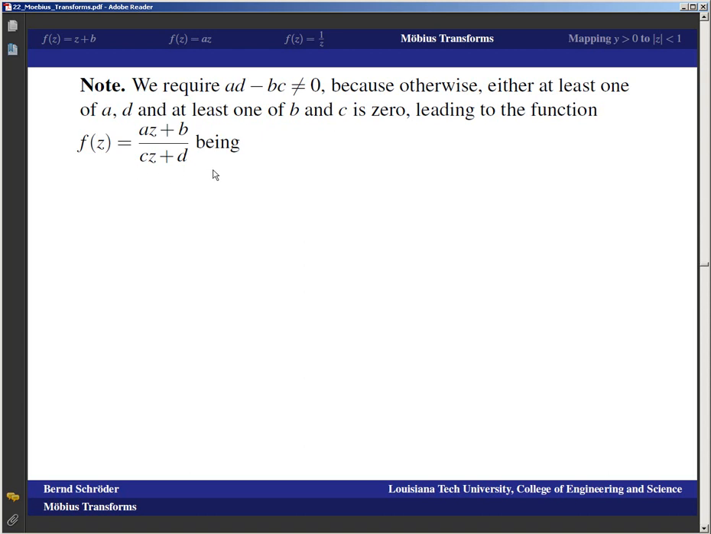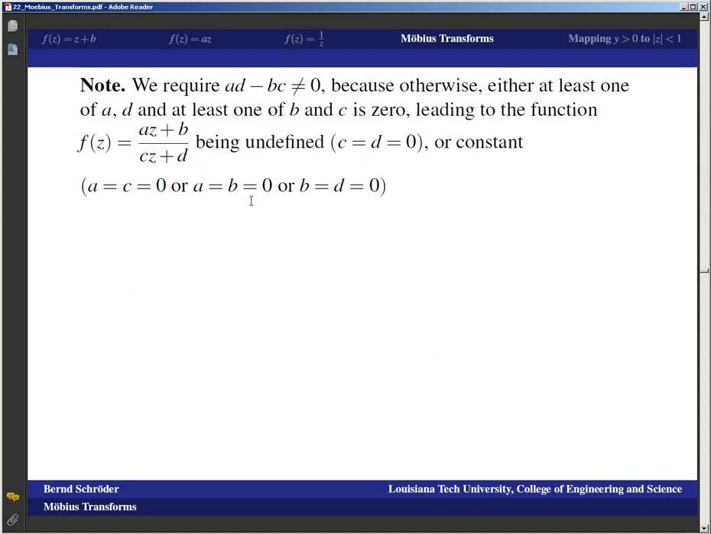It will be undefined or constant, and that's because it's undefined in case c equals d equals 0, and it's constant in case a equals c equals 0, or a equals b equals 0, or b equals d equals 0. In every one of these cases, a equals c would give us b over d, that's constant. a equals b equals 0 would give us 0. b equals d equals 0 gives us az over cz, which is a over c, so it is constant in all of those cases.